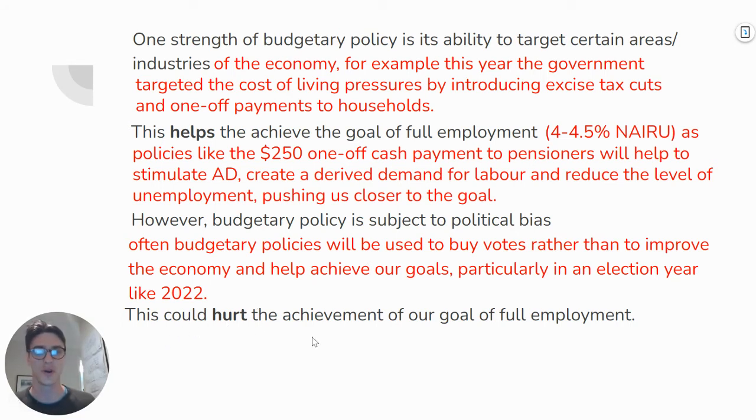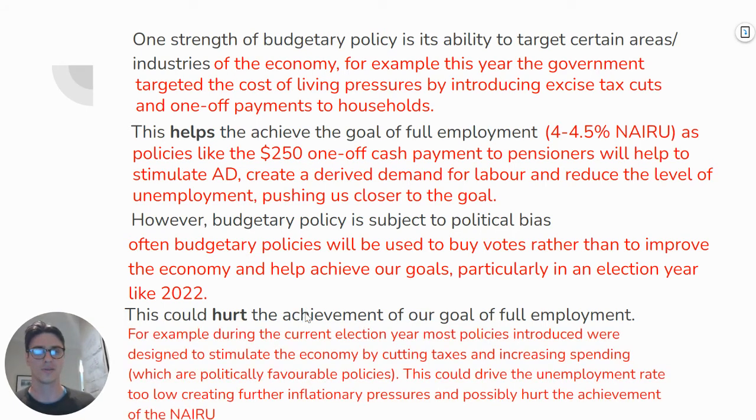I've said this could hurt the achievement of full employment, because this is a little bit tricky, this one. Of course, we always want the unemployment rate to go down so that more people have jobs. But in order to link this weakness back to the goal of full employment, I've said during this election year, the government spent lots of money on infrastructure projects and other spending, cutting taxes. Those policies are politically favourable. I would say they were in the hope that they would get re-elected, which unfortunately they didn't. Well, fortunately or unfortunately, whichever way you look at it.